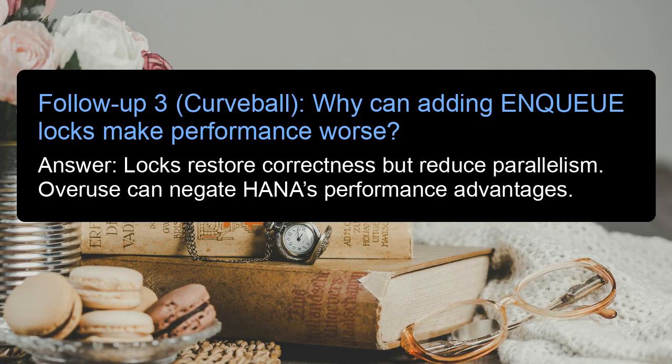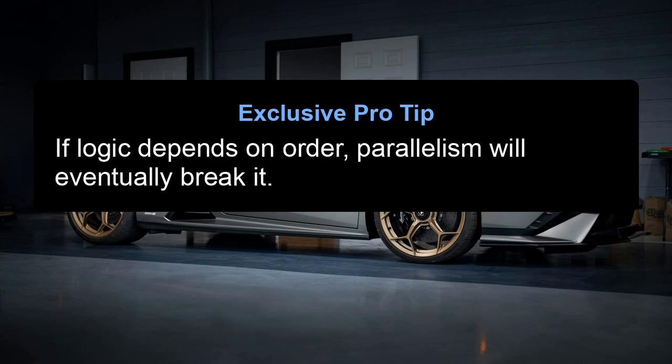Follow-up 3. Curveball. Why can adding enqueue locks make performance worse? Answer: locks restore correctness but reduce parallelism. Overuse can negate HANA's performance advantages. Exclusive pro tip. If logic depends on order, parallelism will eventually break it.